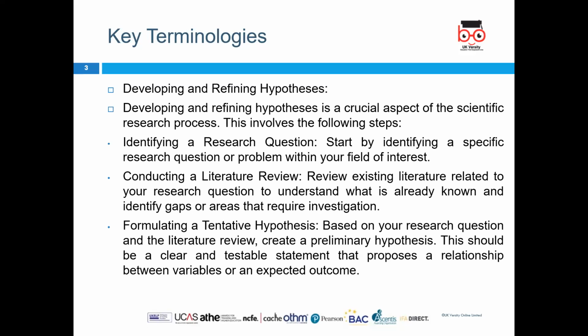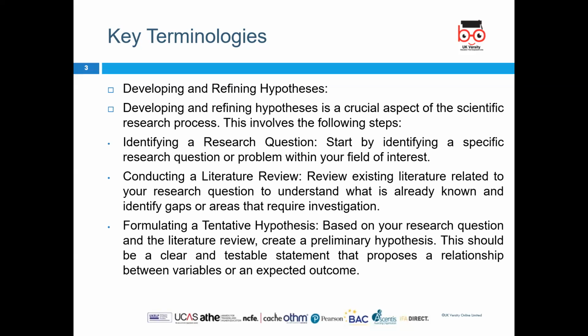So this involves the following steps. The first one is identifying a research question. Whether it's a research question or a research problem, the researcher starts by identifying a specific research question or problem within the field of interest. Then a literature review is conducted to understand the prior research done in similar areas and also to see whether the same research has been conducted or not, so that it is not a repetition of prior research.